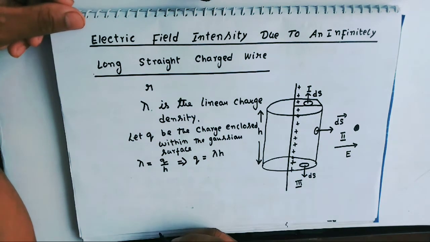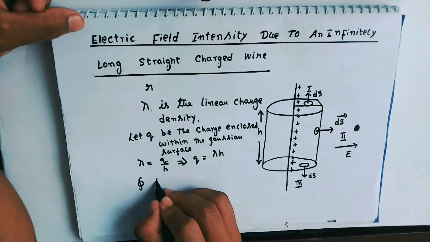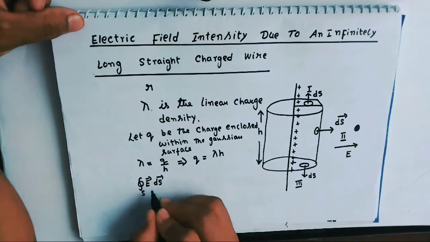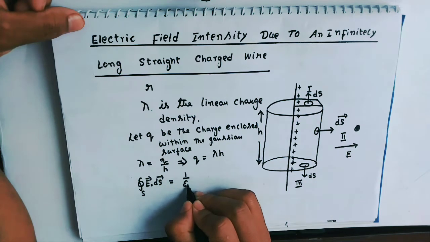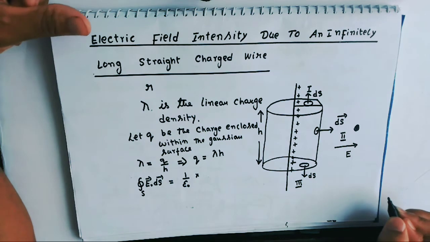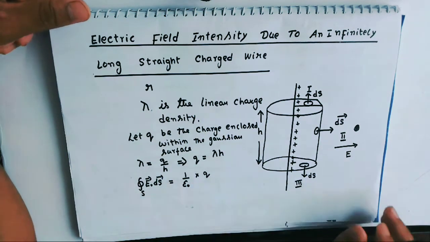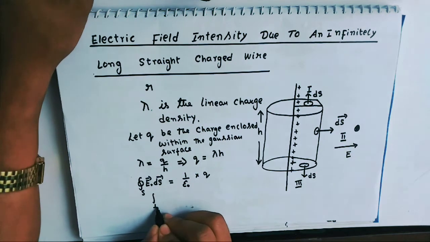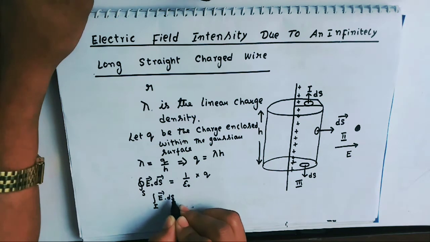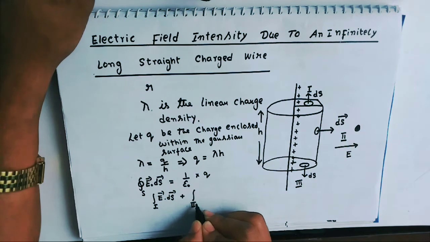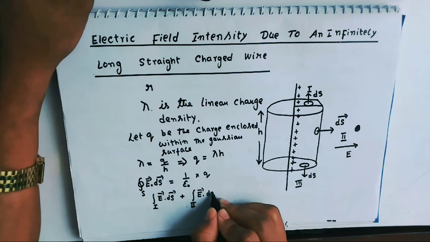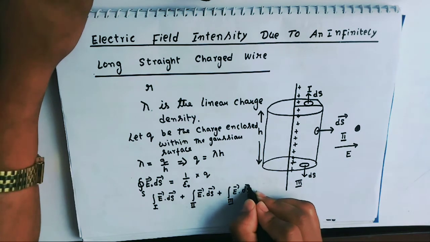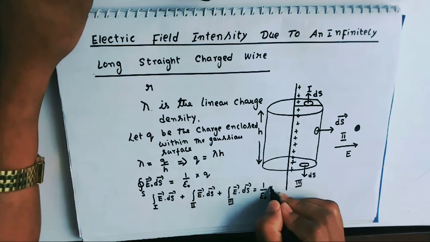So now let us apply Gauss law. According to Gauss law, the surface integral of electric field over a closed surface is equal to 1 by epsilon naught times the charge enclosed within the surface, and in this case the charge is Q. So this integration is equal to the integration over region 1 of E dot ds plus the integration over region 2 of E dot ds and the integration over region 3 of E dot ds, and this is equal to 1 by epsilon naught times Q.